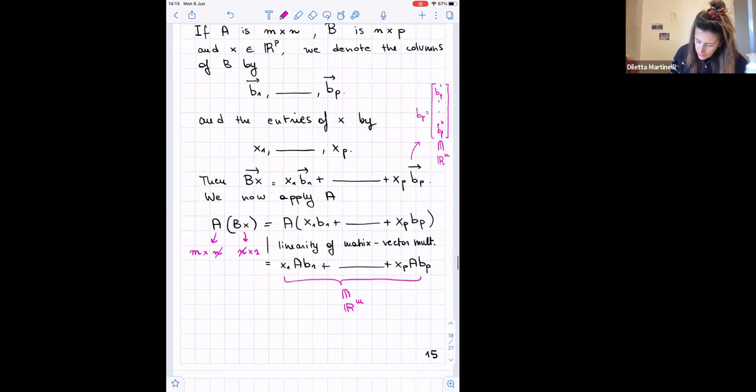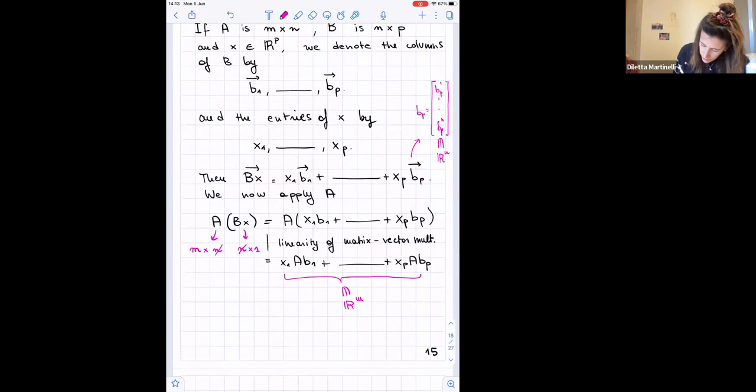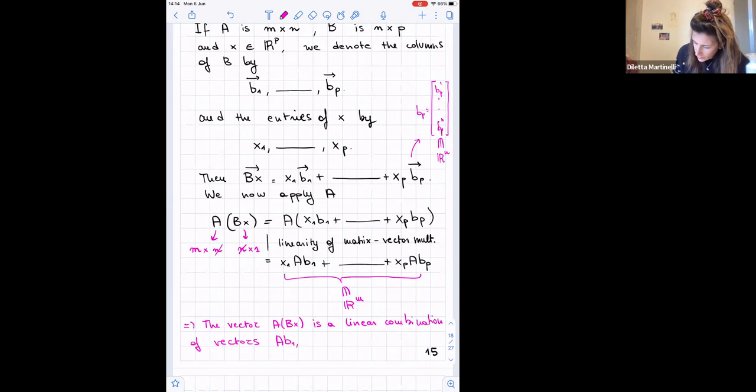So we're saying that the vector A applied to Bx is a linear combination of the vectors AB1, ..., ABp, where the weights of the linear combination are given by the entries of x.